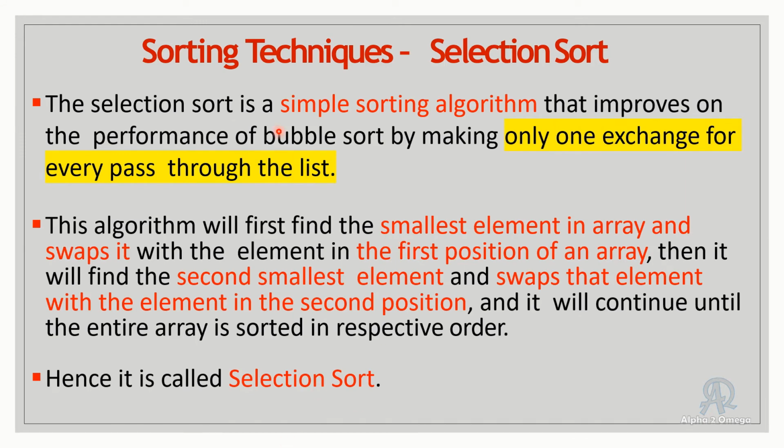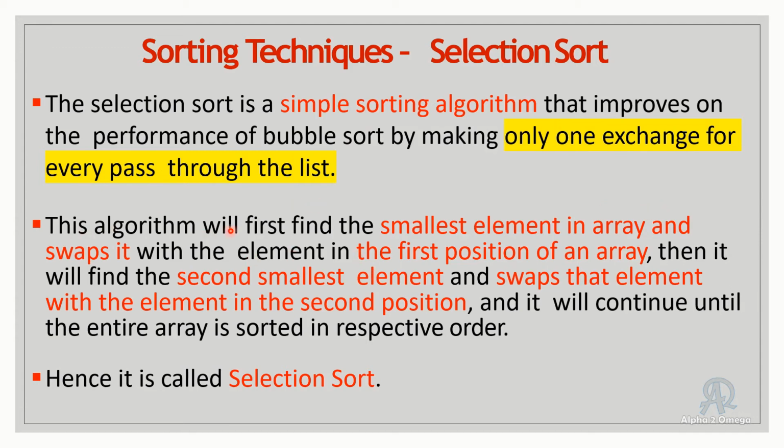Okay, now the next one, you have sorting techniques. You have the selection sort. The second one in the book is the selection sort. Selection sort is also a simple sorting algorithm that improves on the performance of the bubble sort by making only one exchange for every pass through the list. Here it will only make one exchange through every pass.